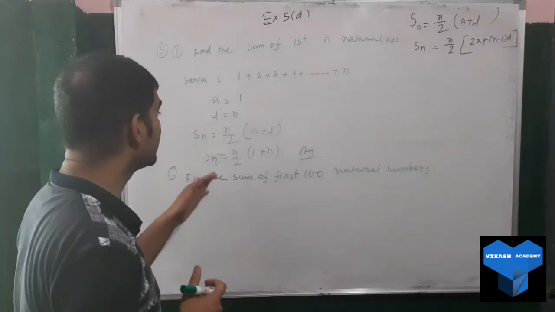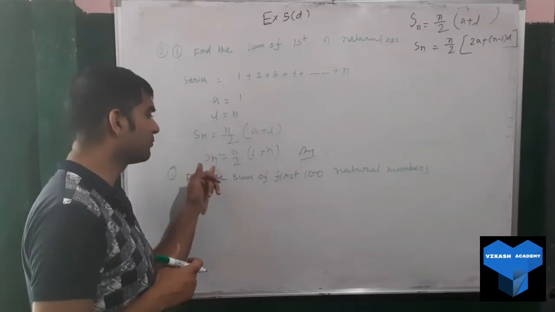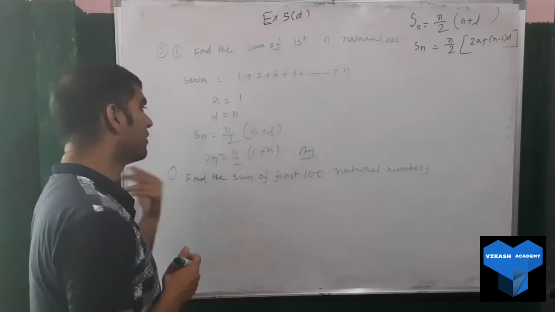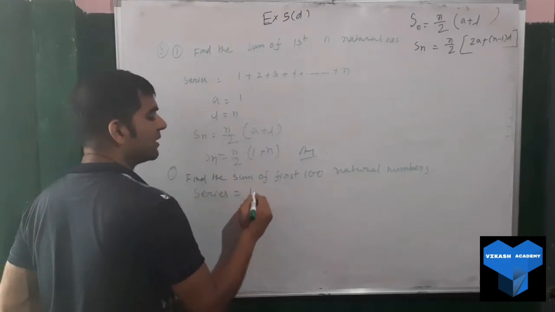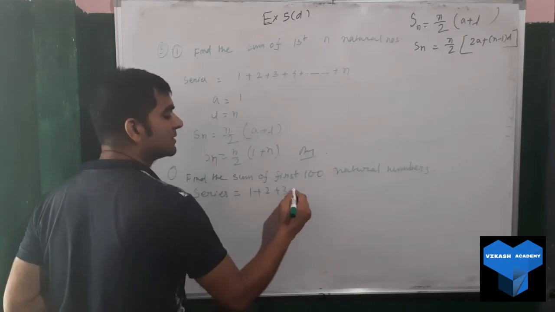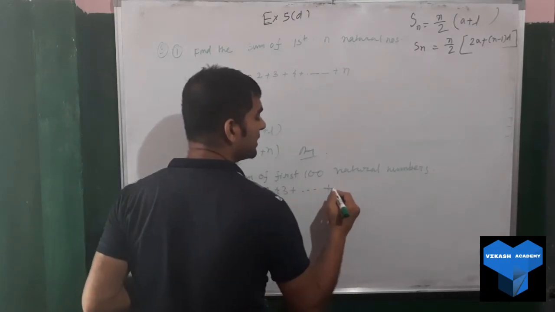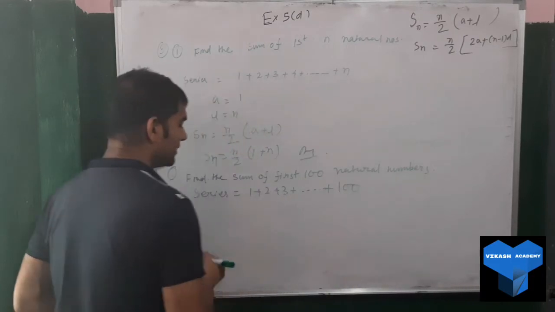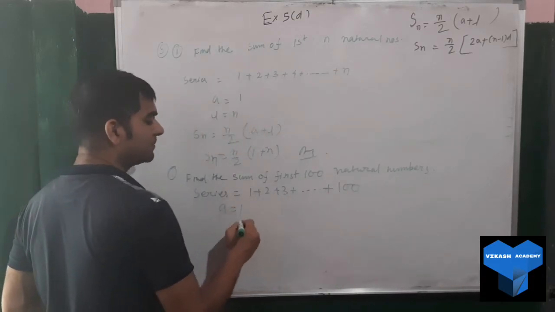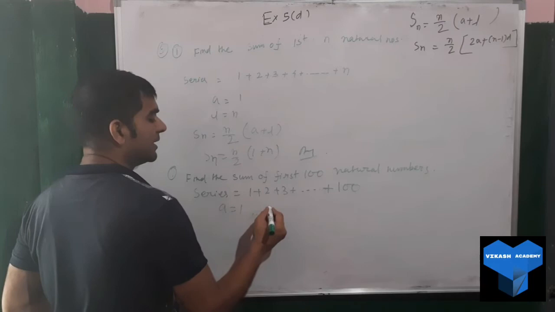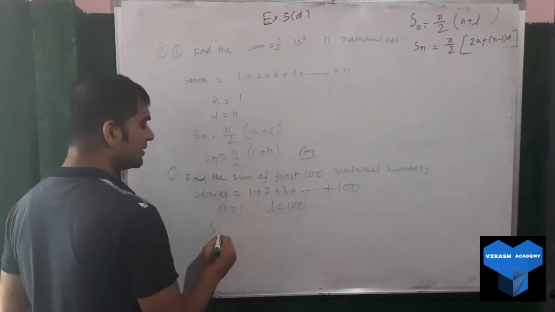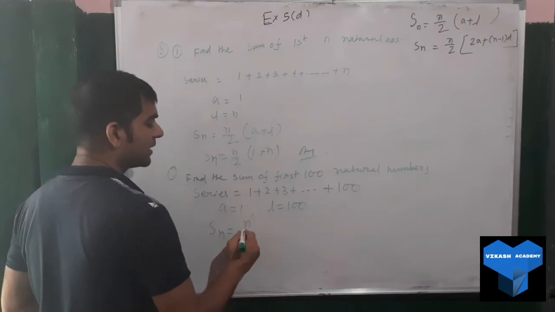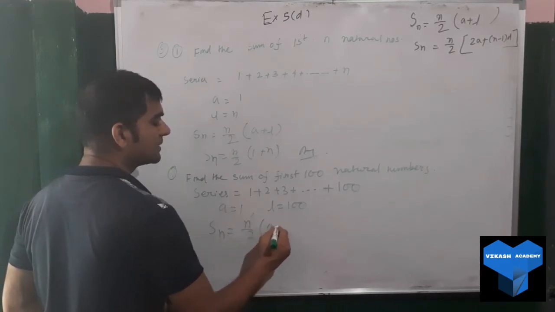By putting n equal to 100, you will also get the answer. Put here n = 100. Or you can start from the beginning. The series will be equal to 1 plus 2 plus 3 plus dot dot dot plus, it will go till what? 100, right? Then from here, a will be 1, and l will be 100, right? Then use the formula. Sn will be what? We will have n by 2 times (a plus l).